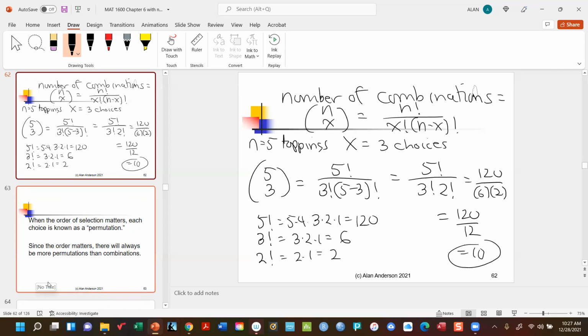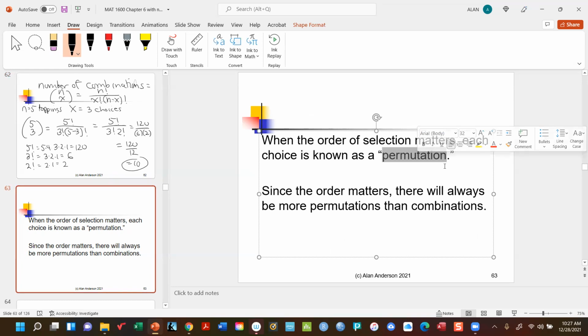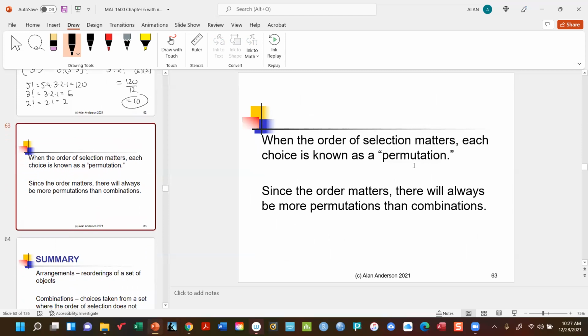Now, what if the order does matter? By the way, as far as the binomial distribution is concerned, the combination formula is all we need. But I just want to show you that when the order does matter, each choice has a different name. It's called a permutation. These are the ones where the order does make a difference. And since that's the case, there will always be more permutations than combinations.